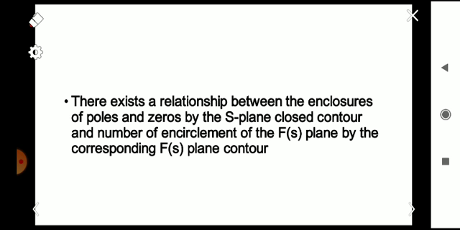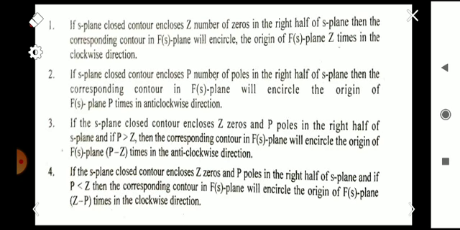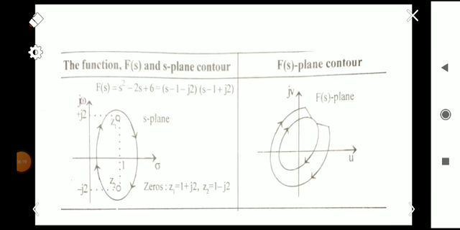So some conclusions follow from that. That is, if the s plane closed contour encloses Z number of zeros in the right half of the s plane, then the corresponding contour in the f of s plane will encircle the origin of the f of s plane Z times in the clockwise direction. So in the previous case, we are having two zeros on the right half of the s plane, which means the corresponding contour in the f of s plane is having two clockwise encirclements of the origin.